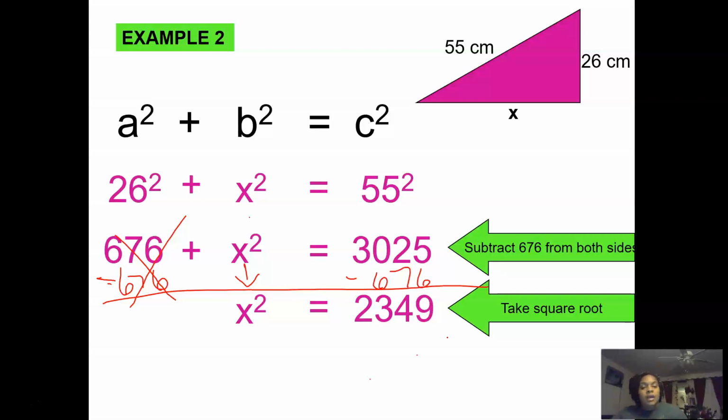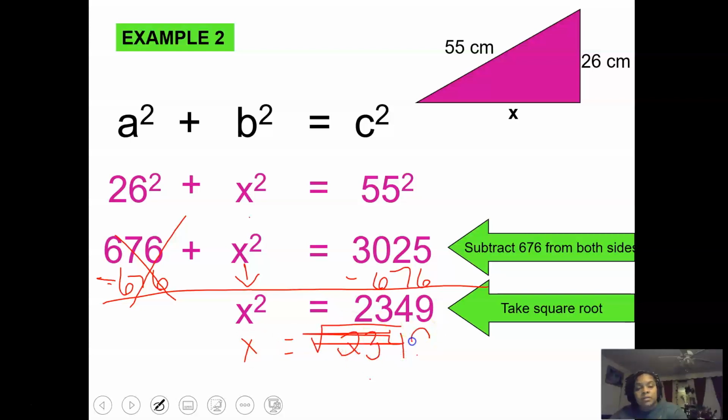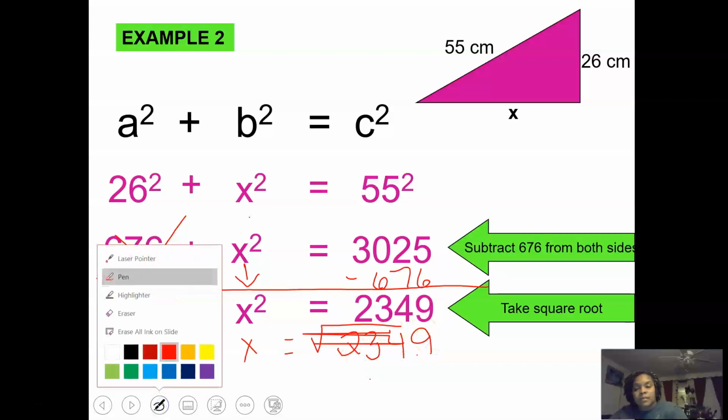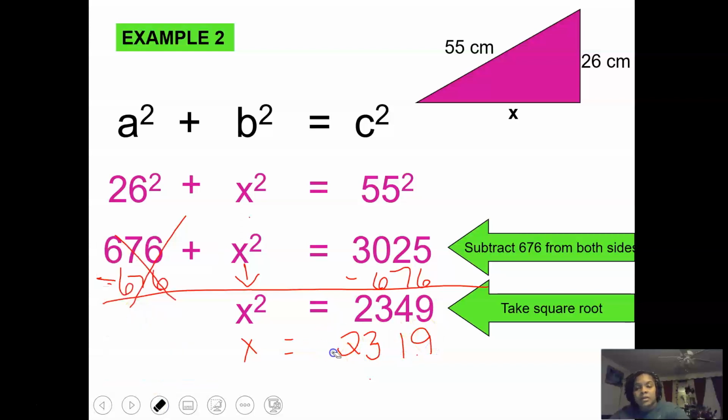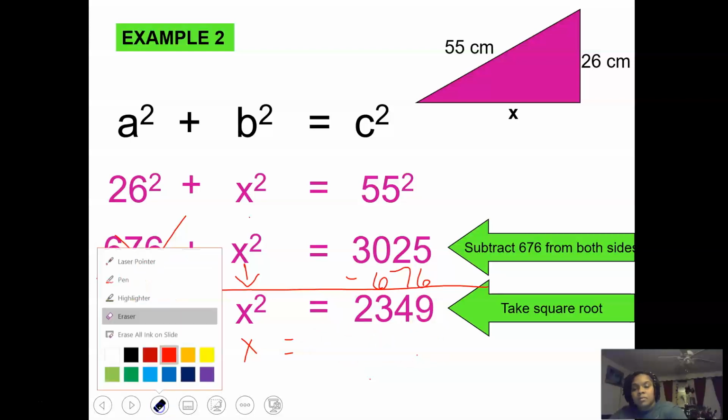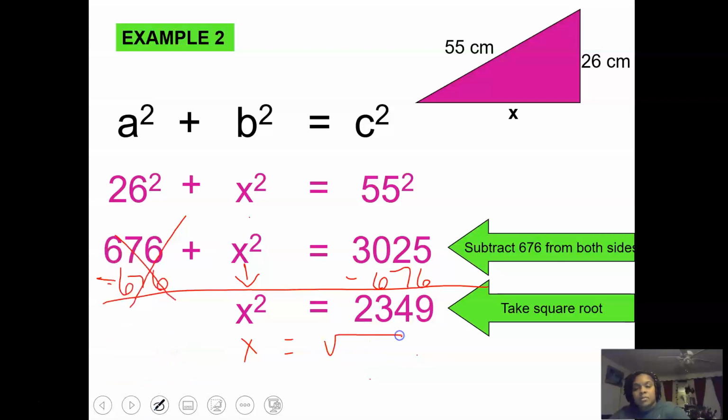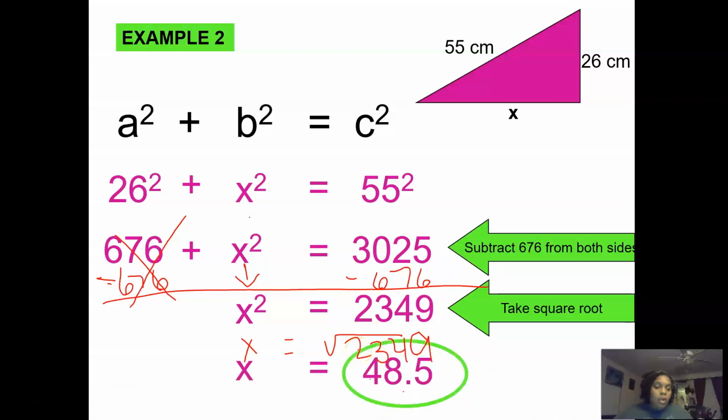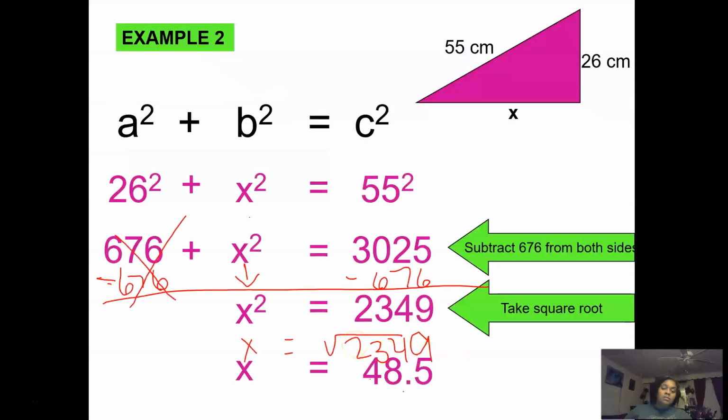You need to undo that x squared, so x equals the square root of 2349. When you put that in a calculator, you should get 48.5. Now, that is all I have to share with you about the Pythagorean theorem.